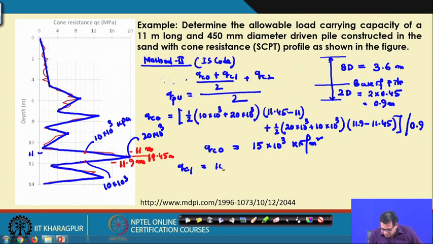So, the QC value will be 10 into 10 to the power 3 kilonewton per meter square. Now, the next one, which is the average of minimum penetration. That is very important. For that purpose, let me do something: it is up to 3.6. So that distance is 3.6, that is 11 minus 3.6. Up to that you have to consider.